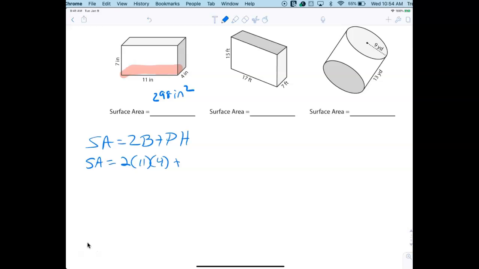What's the perimeter of the base? 30. Is that right? Anybody else get 30? I got 36. Okay, now I'm going to show you something different here. Now, what's the height? 7. Find the perimeter by adding the sides, right? 11 plus 4 plus 11 plus 4. All right? So now, using your calculator, we're doing 2 times 11 times 4 plus 30 times 7. That, I believe, is 298.